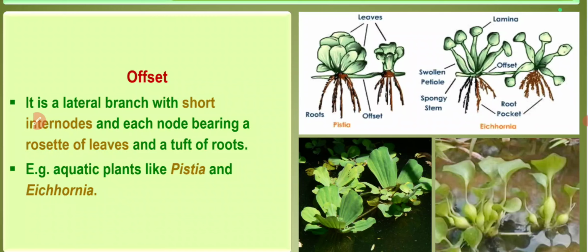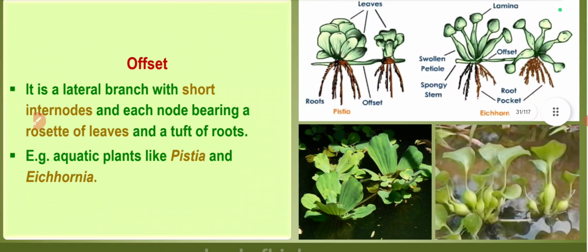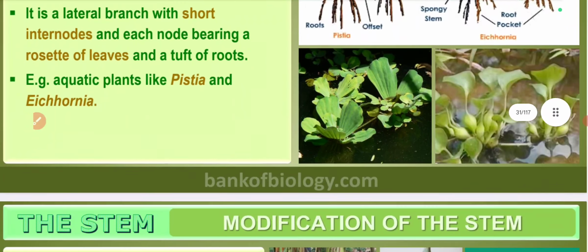As you can see in the diagram, for example, aquatic plants like Pistia and Eichhornia have offset stem.